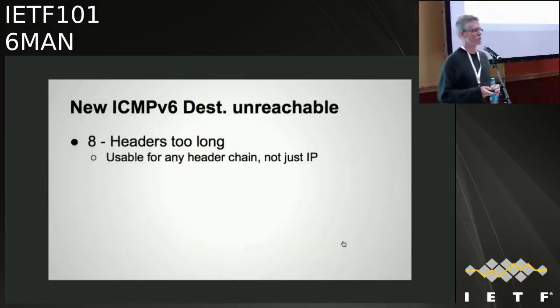We also define one ICMP destination unreachable. So this is for headers too long, and this is a little more generic, meaning the full list of headers, not necessarily just IP, but other headers, was too long for the node to process, so it sends this error back. This needs to be a destination unreachable because it's not a parameter problem. It does not necessarily apply to the IP header.